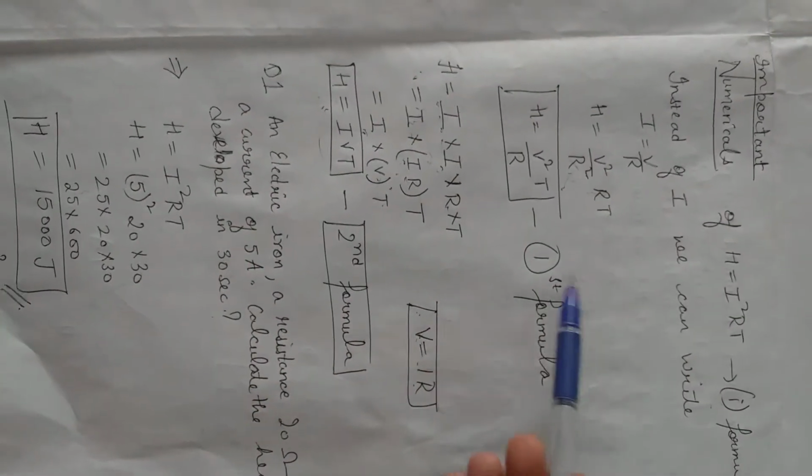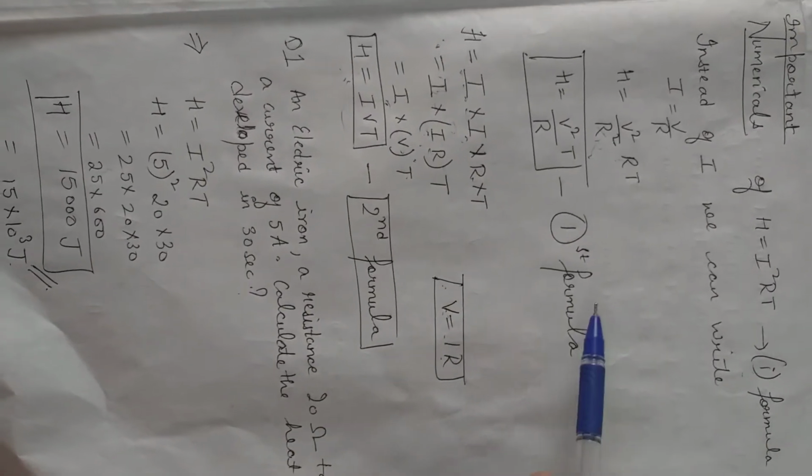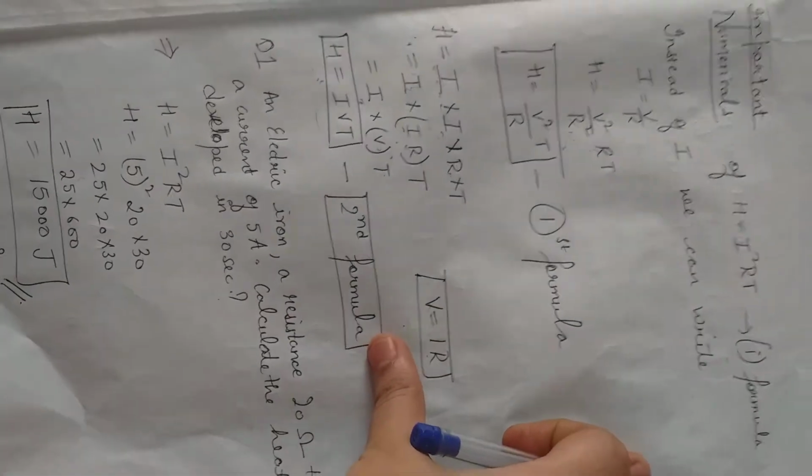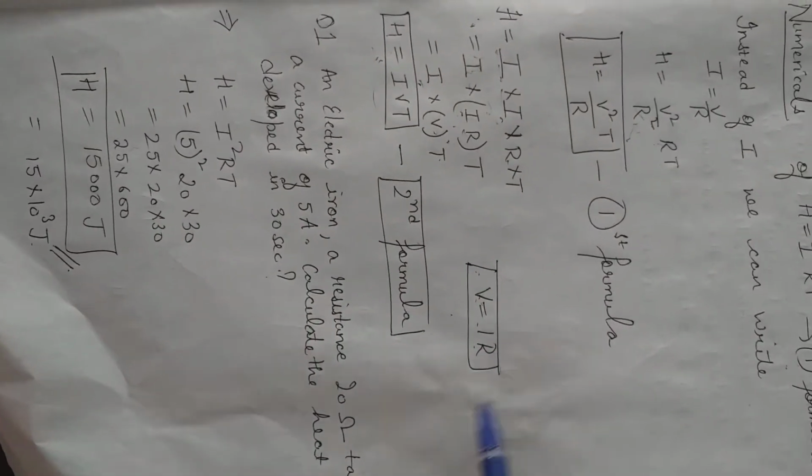These are the three basic formulas. The first is the basic one, then the next is a derivation from it, and the second is another derivation from it. So please note this. These are very important from the paper point of view. Now I am going to move to the numericals related to Joule's law of heating.